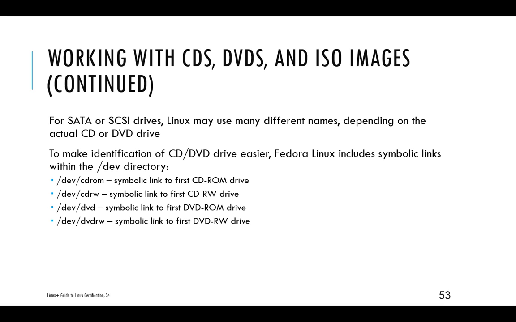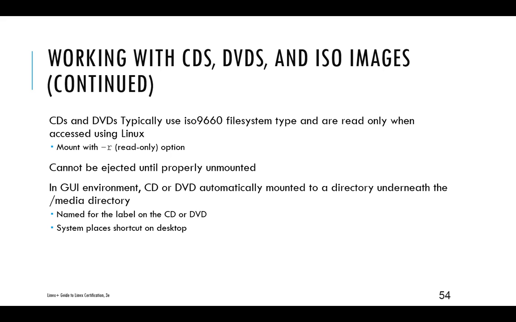If you're going to do CD-ROMs, CD-RWs, DVDs, DVD-RWs, they're going to be like this. But that's to create a symbolic link so that it's easier to remember instead of CD0, CD1, CD2. Just create a symbolic link to it and change the name, as long as it points to the same thing. Your CDs typically use the ISO 9660 file system. And they're going to be read-only. Usually your CDs or DVDs are.